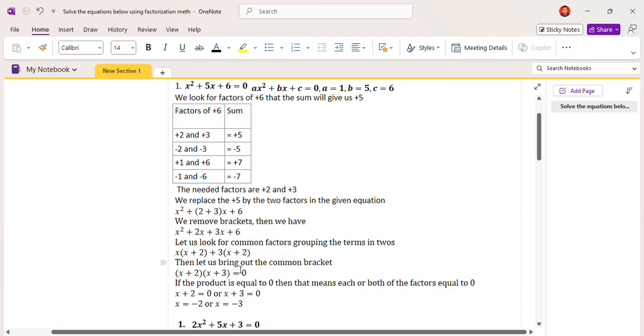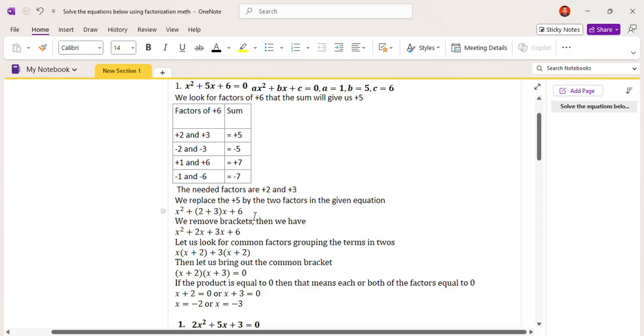So let us bring out the common bracket. The common bracket now is x plus 2. When we bring out x plus 2, take away x plus 2 from here, we are left with x. And when we take away x plus 2 from here, we are left with 3. So the two remaining factors will also be put in the same bracket. So we have x plus 2 bracket x plus 3 equals to 0.